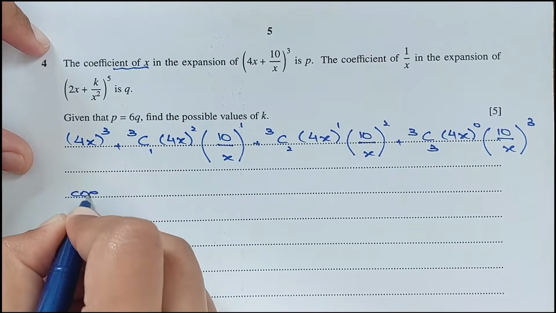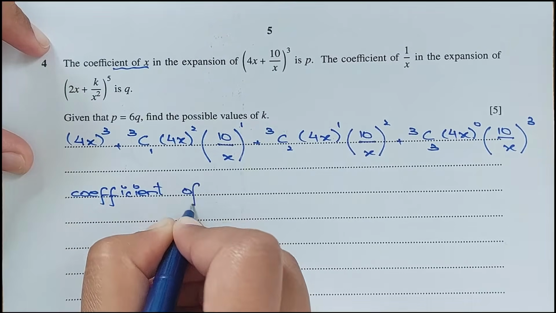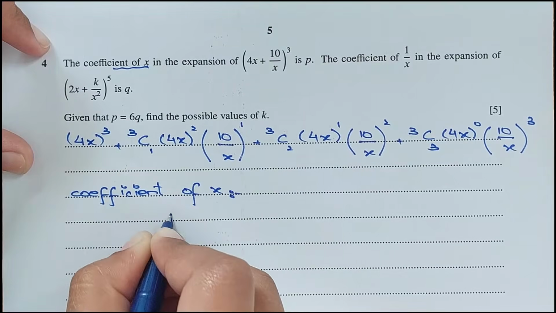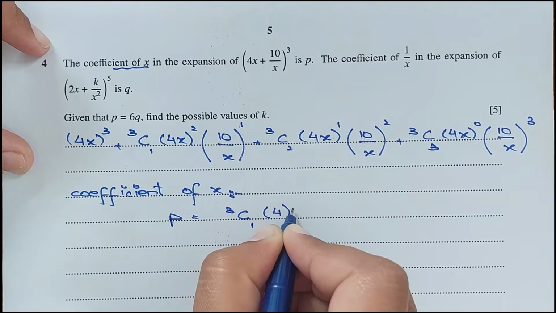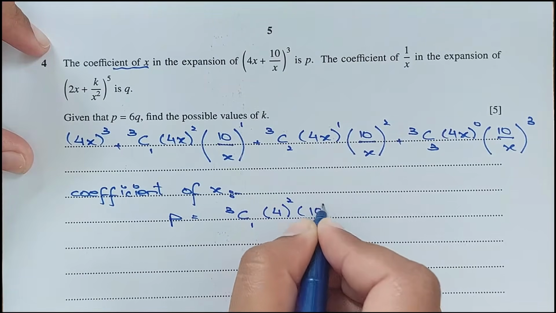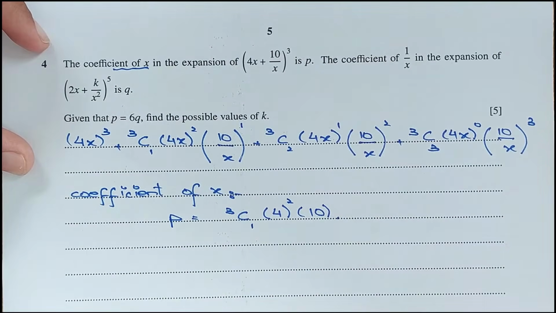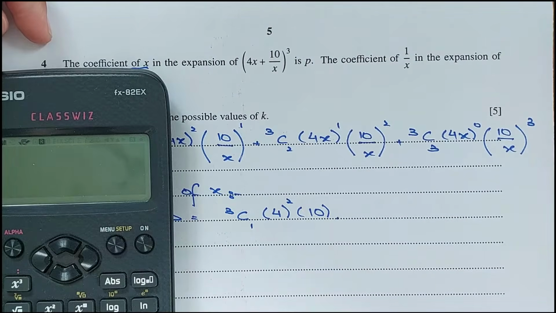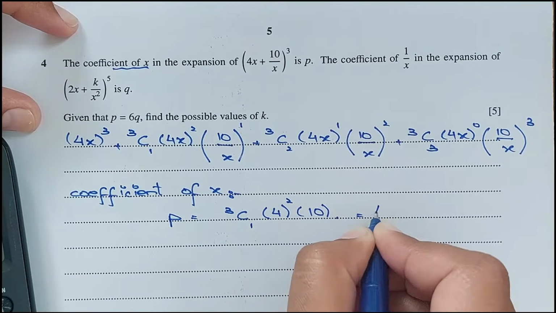So we can say that the coefficient of x, which is p, equals 3C1 times 4 squared times 10, because x squared over x cancels to give x, right? Let me simplify. 3C1 is 3, so 3 times 4 squared times 10 is 480. So the p value is 480.